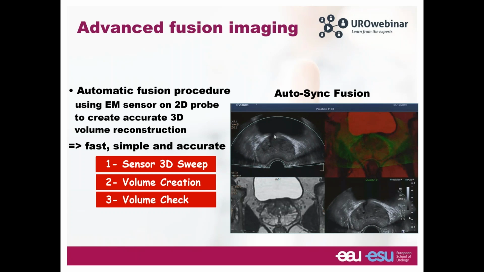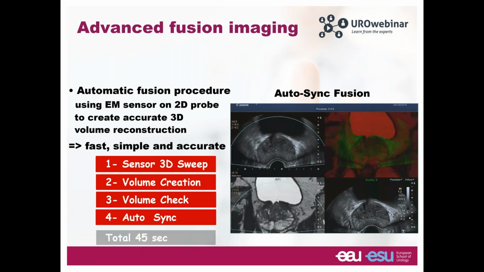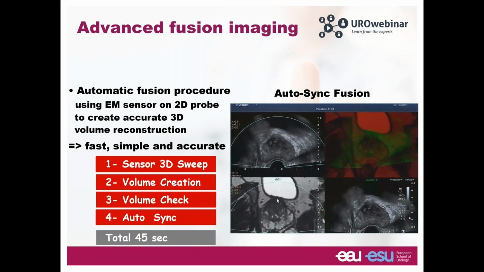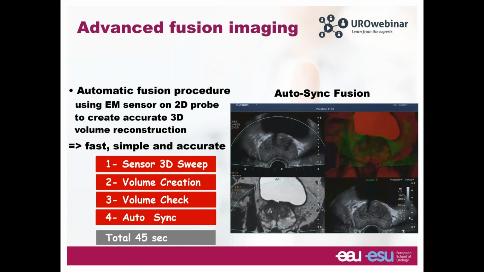And we can combine this with the tissue imaging or even with the diffusion imaging. So it's a double fusion technique. And at the end, we use the automatic synchronization, and with automatic synchronization, the fusion is done. And it takes less than 45 seconds to go from non-fusion to totally fused volumes. And this is probably the way to go.